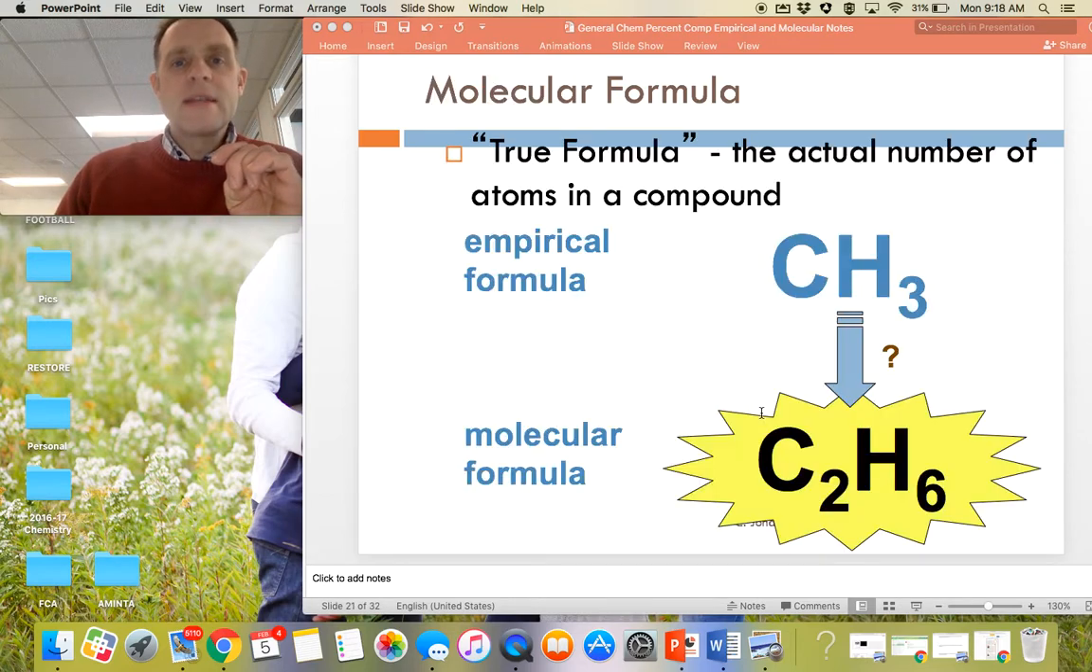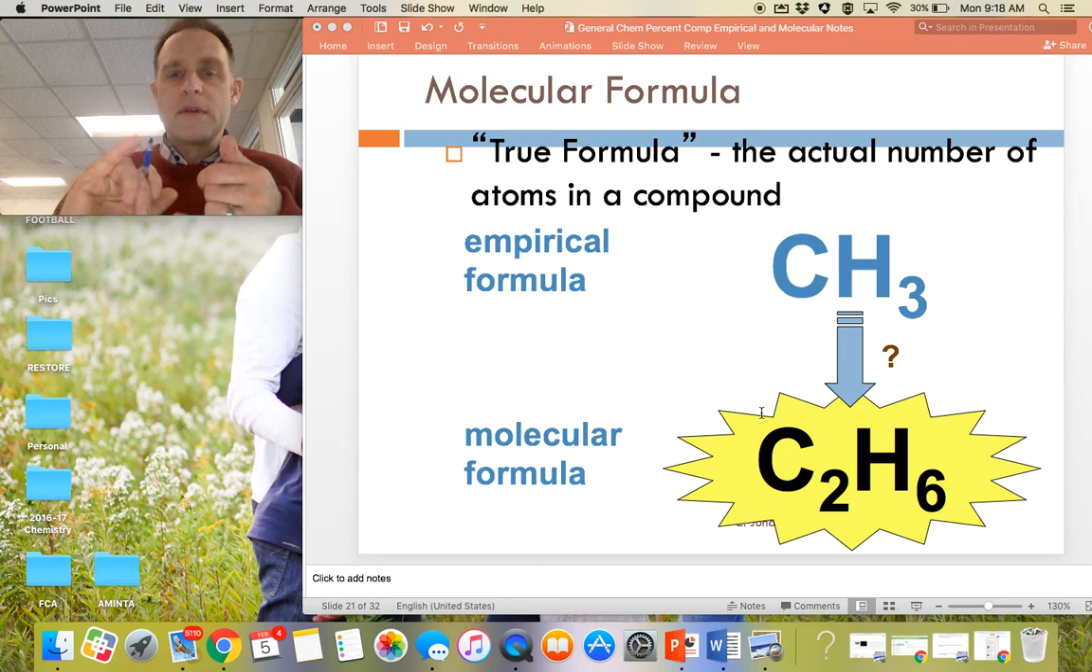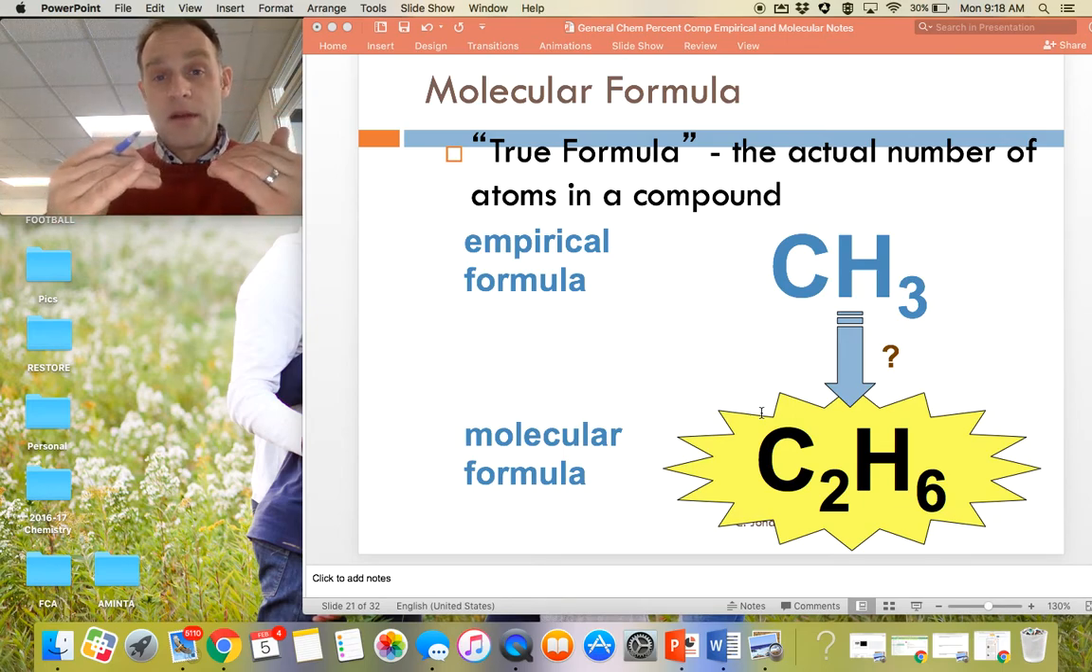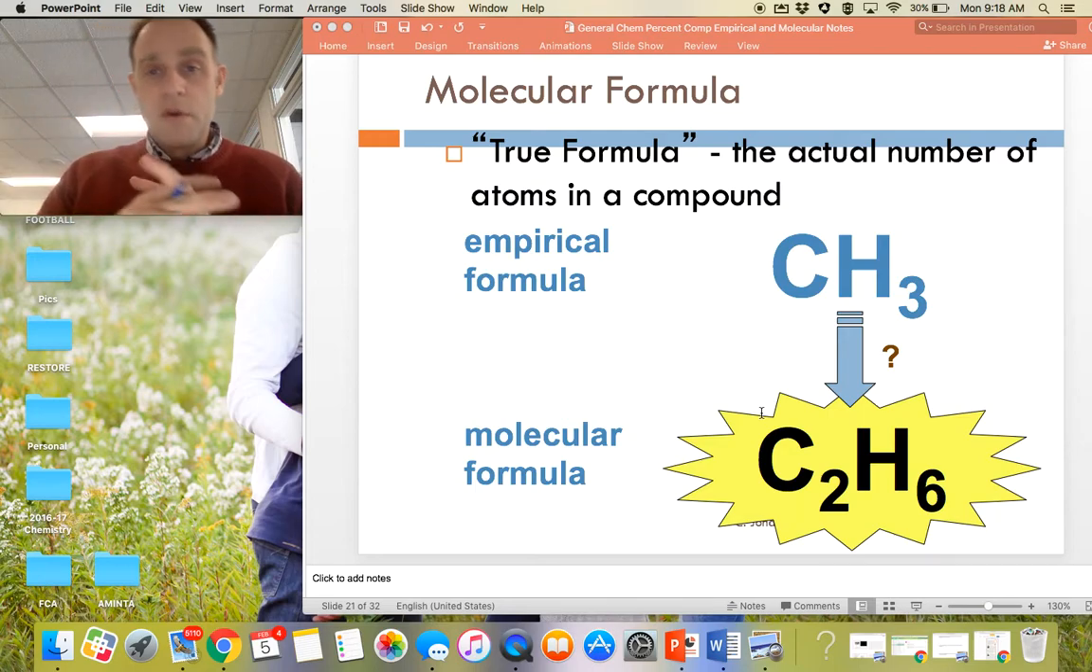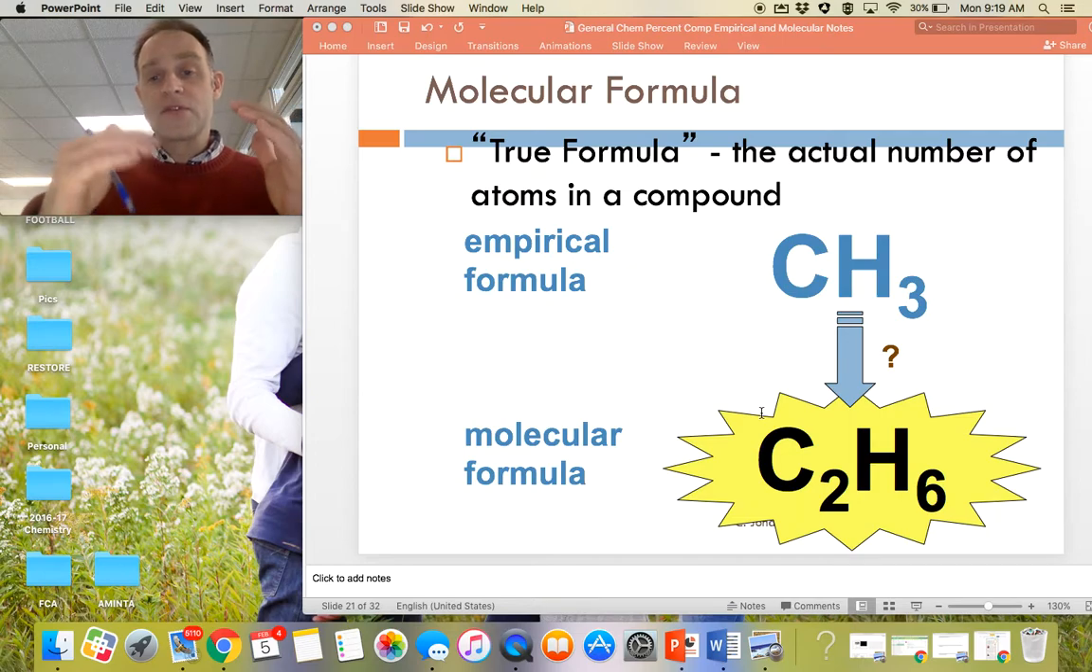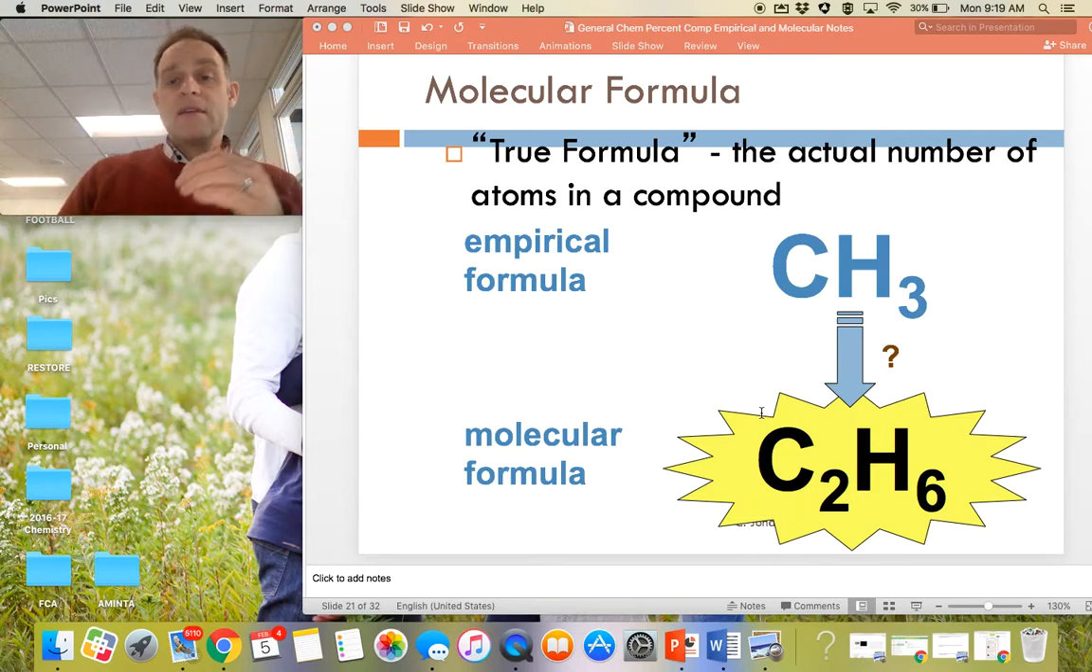Today, what I want to do is get to the molecular formula. Molecular formula is almost the reverse of the empirical. If empirical is the reduced formula, the molecular is the true formula. We've been working with molecular formulas all year long, so this is nothing new. It's the actual number. Back to the screen, CH3 is the reduced. The molecular would be, for example, C2H6. That is the actual, the true formula. Now, can I reduce that? Yeah, but molecular formula is not looking for the ratio, it's looking for the actual number of atoms in a compound.